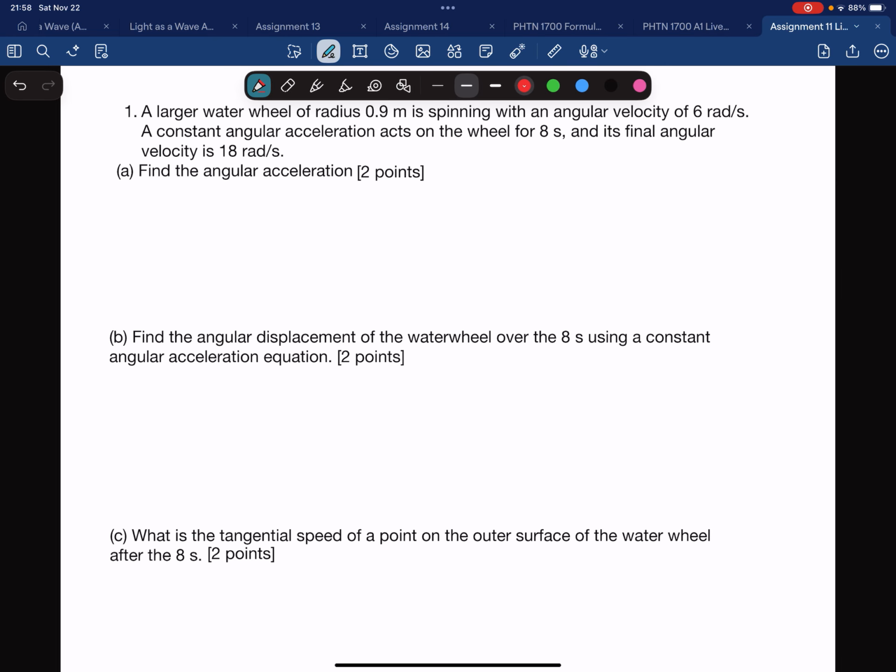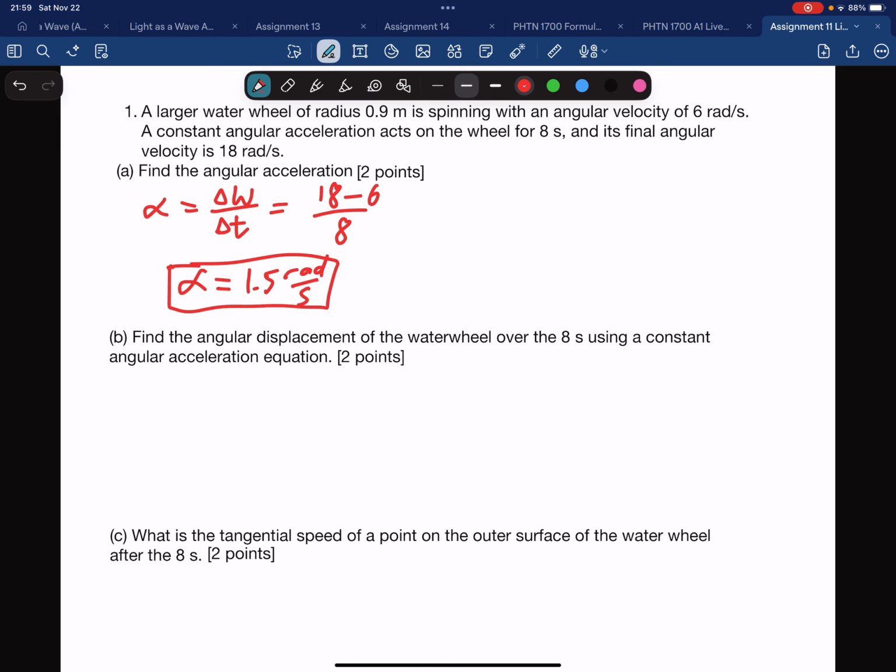So, for angular acceleration, we have that it is equal to delta omega over delta t, our final minus our initial angular velocities over the time it takes to make the change. That is going to be equal to an alpha of 1.5 radians per second squared. Almost forgot my unit there.